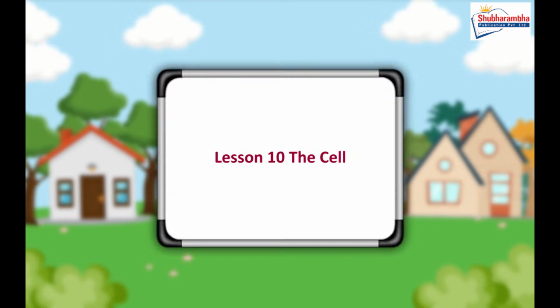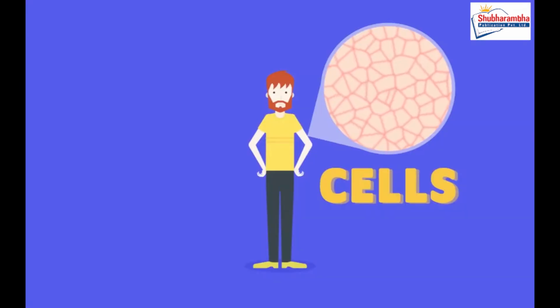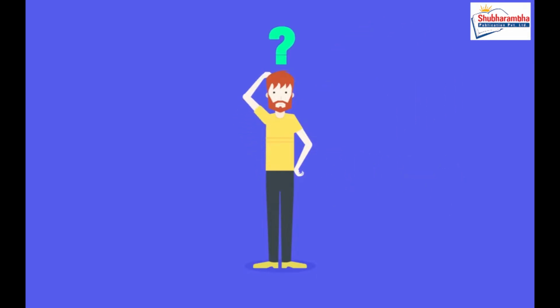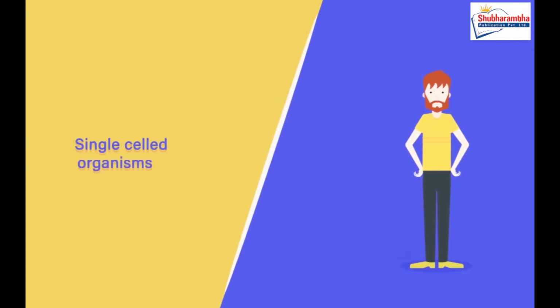Lesson 10: The Cell. Introduction. Cell is the basic unit of life. It is responsible for the shape and structure of a living body. As a building is made up of bricks, a living body is made up of cells. The work done by a living body is the total work done by all the cells. So, a cell is the structural and functional unit of life.